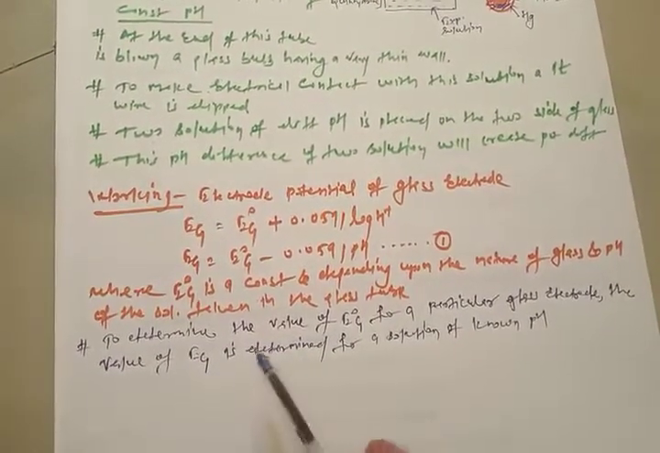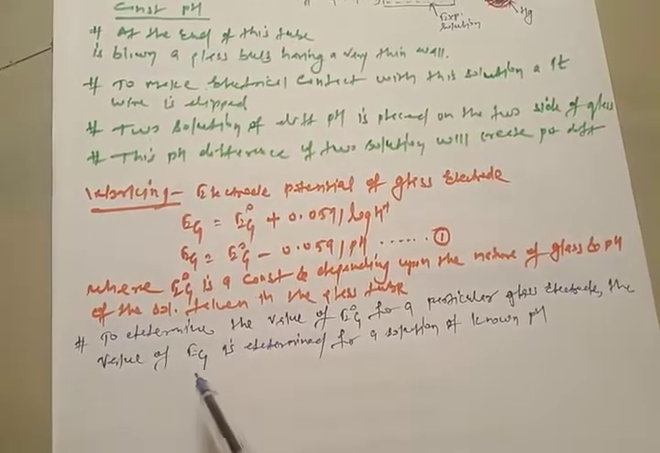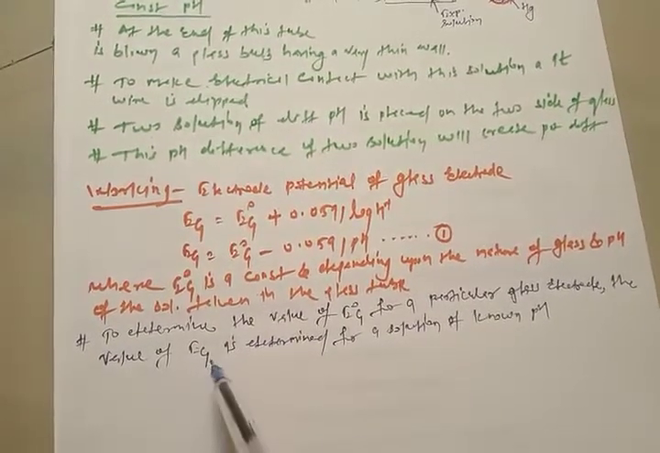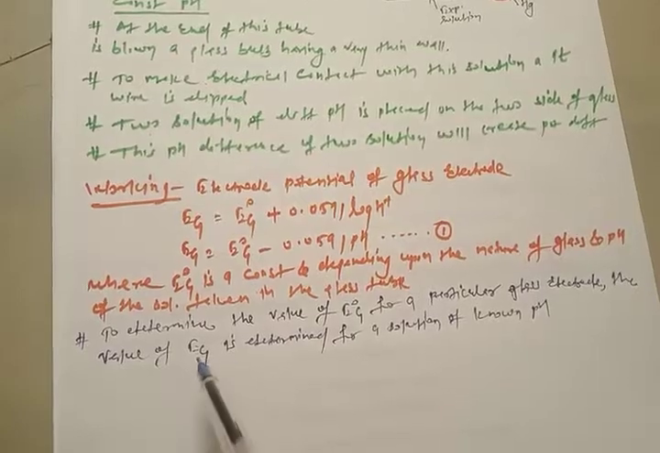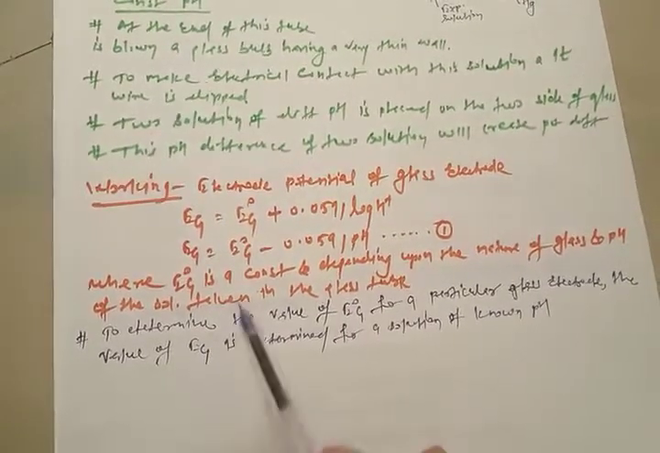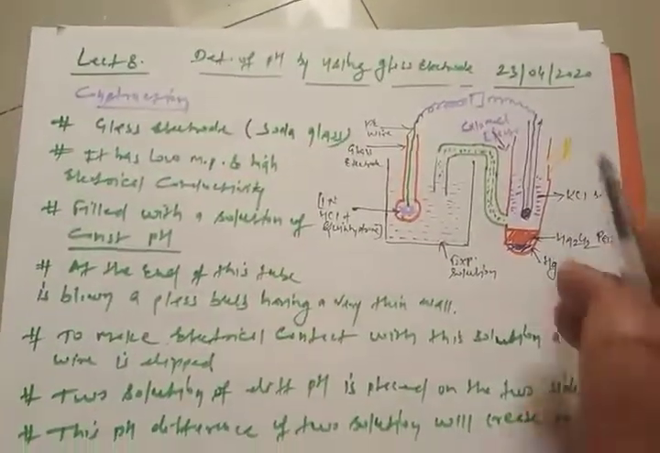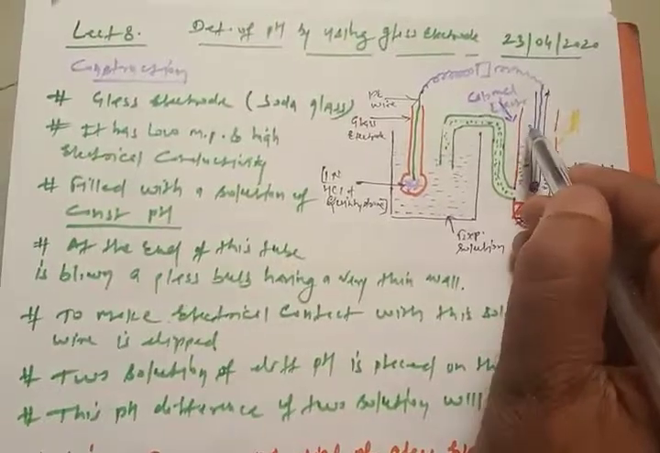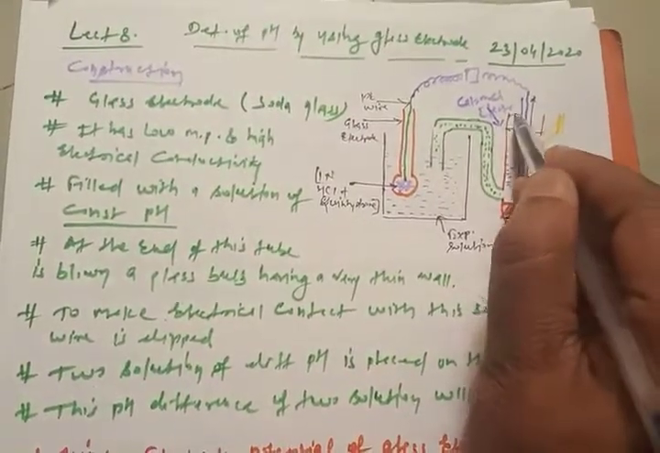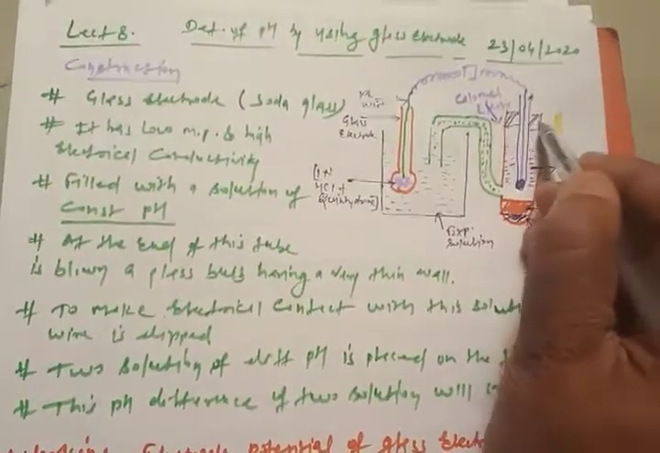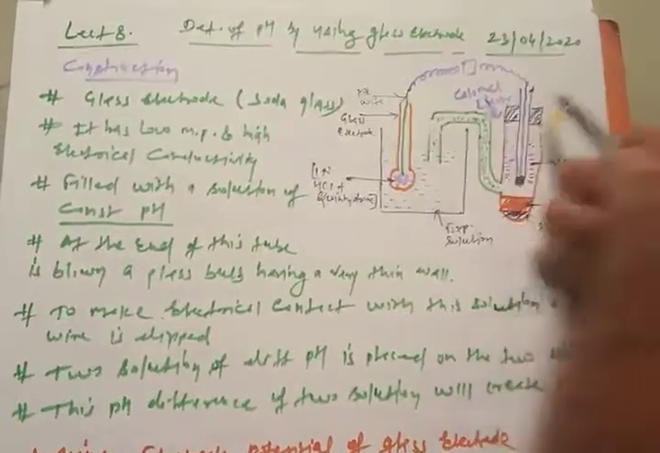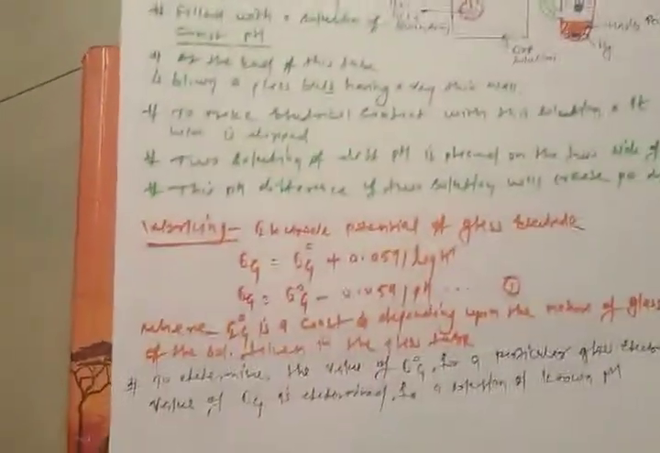So this glass electrode, if you want to find out its value, what you will do is connect this glass electrode with a reference electrode, and that reference electrode is this one, the calomel electrode. This reference electrode is connected with the glass electrode so that we can easily find out the value.